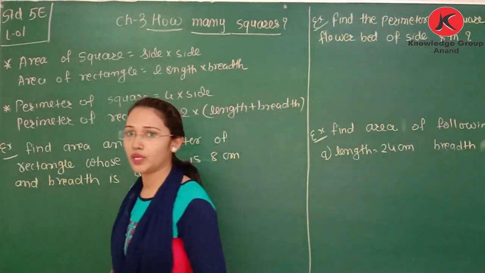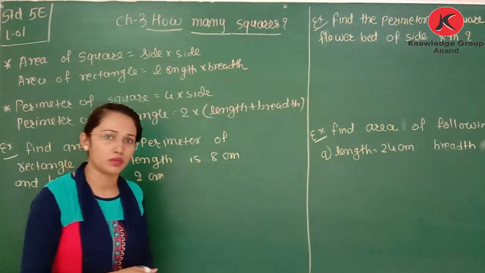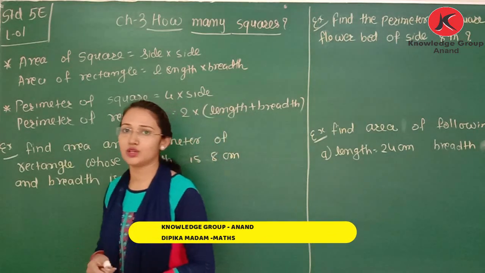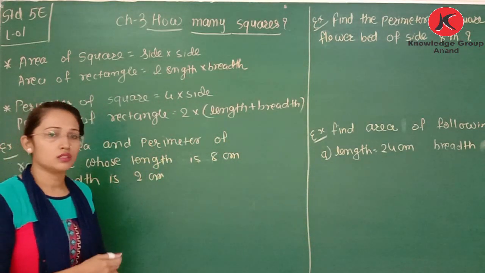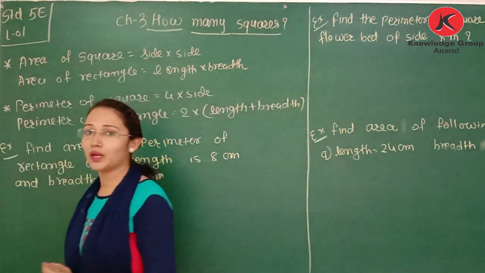In this chapter we learn how to find the outer boundary. What is outer boundary? That is perimeter. Perimeter means the sum of sides of given figure. Then we learn area. Area means surface occupied by the object.